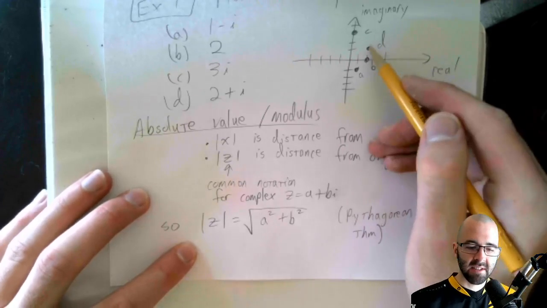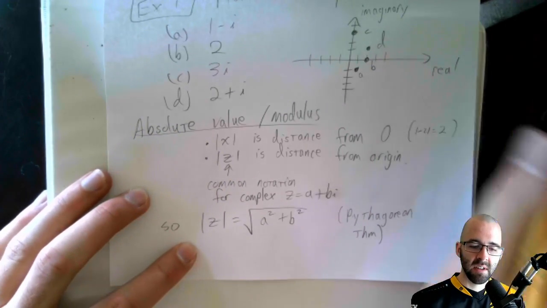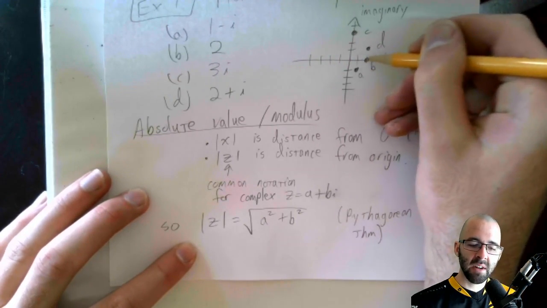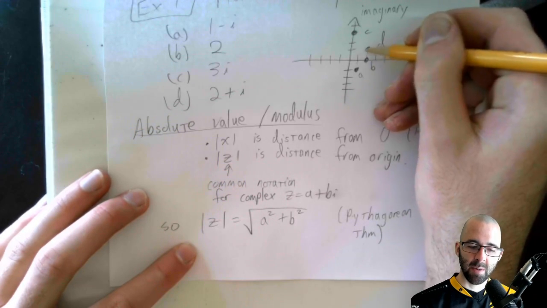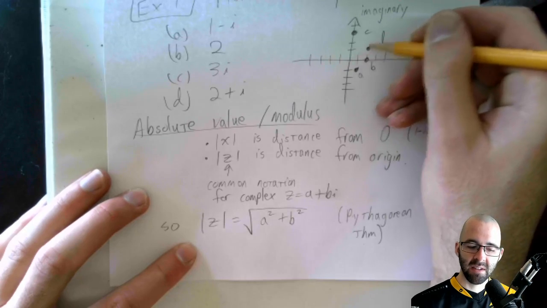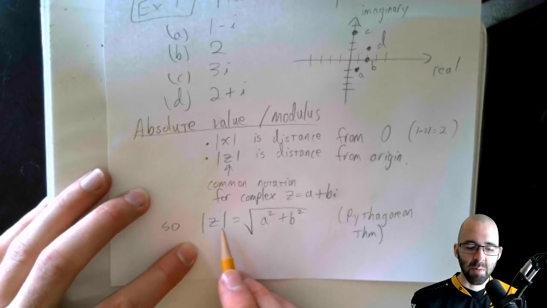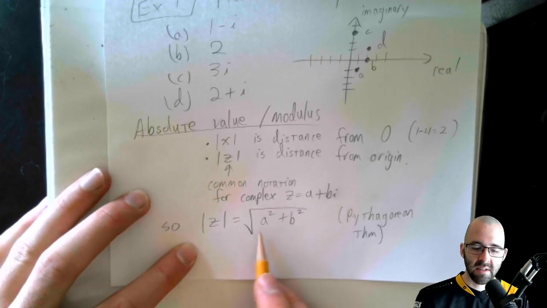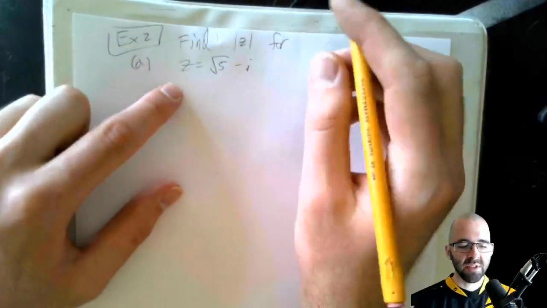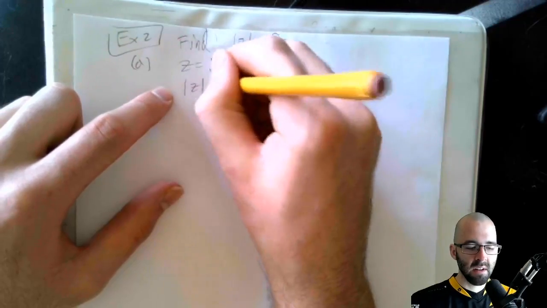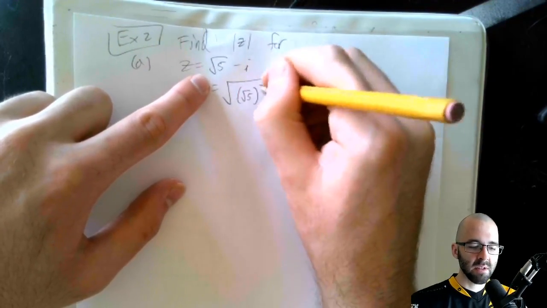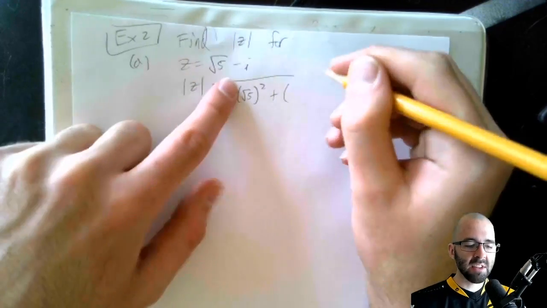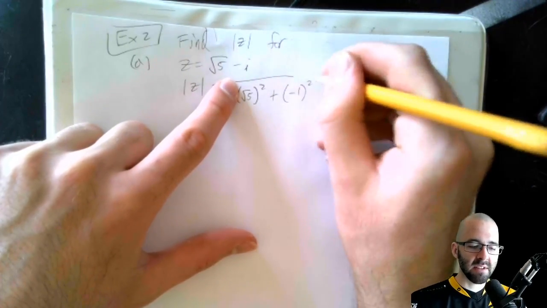The distance between a point and the origin is going to be the real part squared plus the imaginary part squared, and that's going to be that hypotenuse squared. So to solve for that hypotenuse, you just square root both sides. So the modulus of this z is the real part squared, so the square root of 5 squared, plus the imaginary part squared, that's -1.